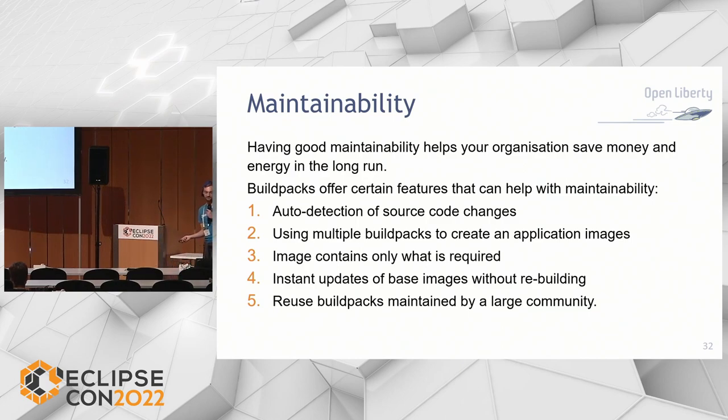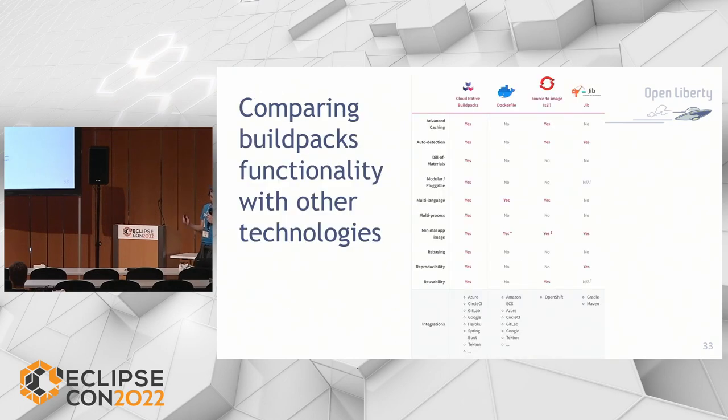Maintainability is something we like to think about, and this can help with that. Auto detection of source code changes is great. Using multiple build packs to create your application images, I could use, for example, Open Liberty, where all the database providers have their stuff in there, and these are all supported by the actual companies themselves. This isn't just the community doing this. Most of the companies support these and keep them up to date when they do a new release, so you get the latest and greatest. Again, the images contain only what is required. Instant updates, like I mentioned, without having to rebuild the base. So it helps a lot with maintainability.